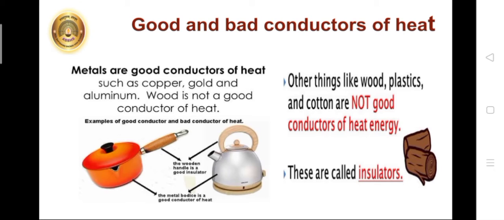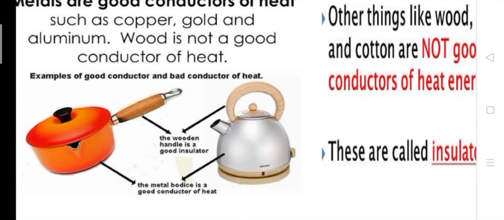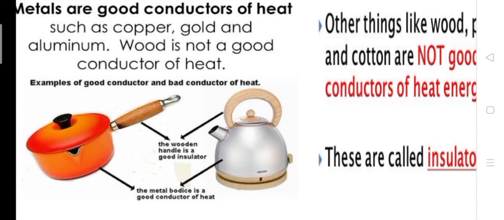Substances through which heat travels very slowly are called bad conductors of heat. For example, wood, plastic, and cotton are not good conductors of heat energy. These are called insulators. That's why you can see in this picture, the wooden handle is a good insulator. The metal body is a good conductor of heat. The bodies of cookware are made up of metals and handles are made up of wood.